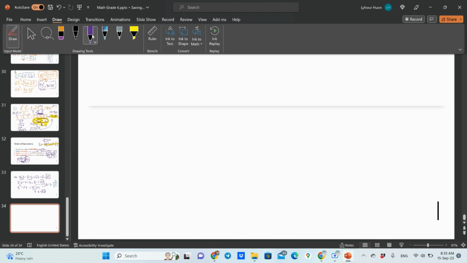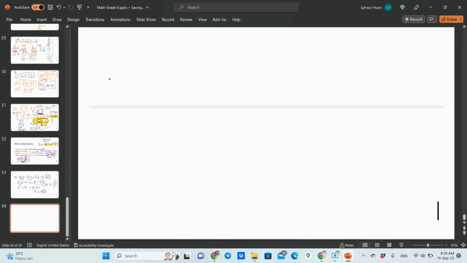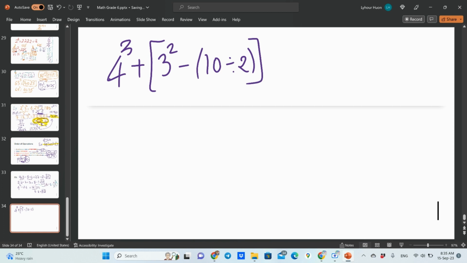Now, the next one is a little bit bigger. 4 cubed plus parentheses 3 squared minus 10 divided by 2. Is this an example? Let's do it together. It's an example, and then I will give another one for you.